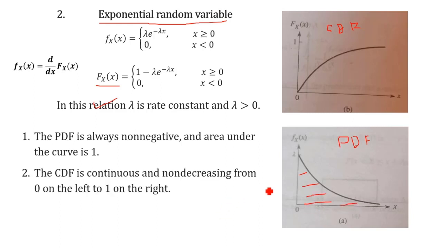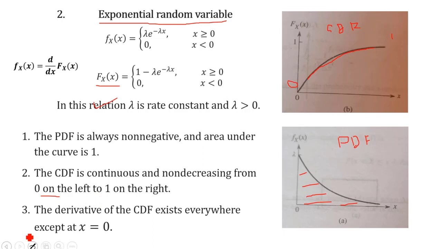Now a CDF is continuous and non-decreasing from 0 on the left and 1 on the right. It is continuous here, and 0 exists at the left side and 1 exists at the right side. The derivative of the CDF exists everywhere except at x equals 0. So these are the properties of the exponential random variable.